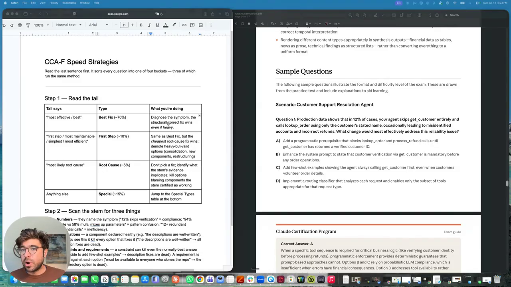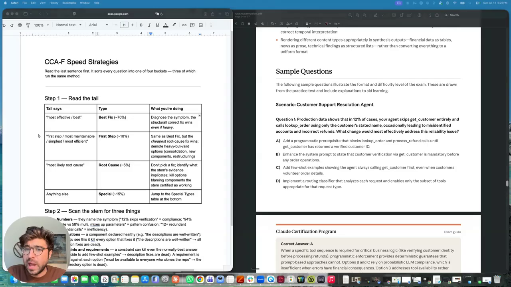The second kind of question you're going to encounter is a first step kind of question. And what you're going to find here is going to include language such as first step, most maintainable, simplest, most efficient. It may even say something like most effective first step. If it says that, it's still a first step question. And what you're doing here is very similar to the best fix question, with the one very important caveat that instead of going for the heavy kind of fix, you're going for the cheapest root cause fix first and demote any heavy but valid options out of the running.